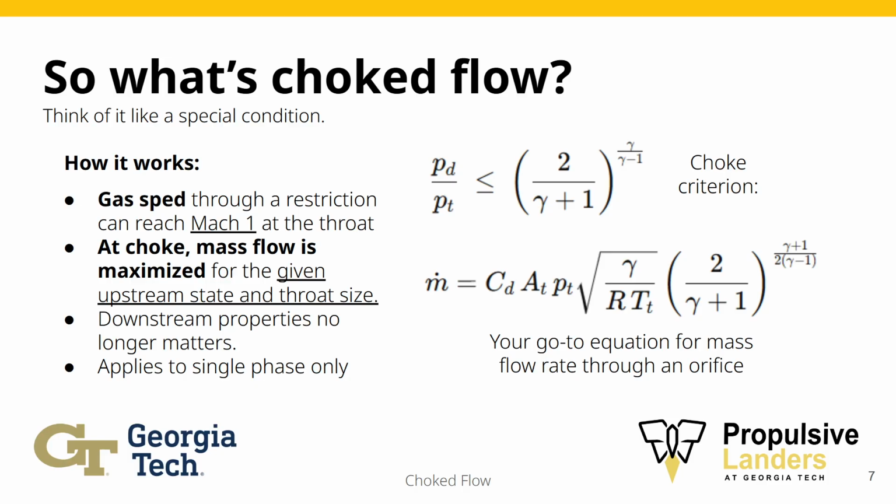Whenever something is choked, we mean that, let's say in the case of a CD nozzle, so convergent-divergent nozzle or de Laval nozzle, choke flow occurs when the throat, which we define as the minimum cross-section area in that system, reaches Mach 1. And in this choke flow condition, your mass flow is maximized in the sense that no matter how much you increase the change in pressure across that orifice, your downstream properties no longer matter, and your flow rate, because it's choked, is not going to change unless you change the orifice size.